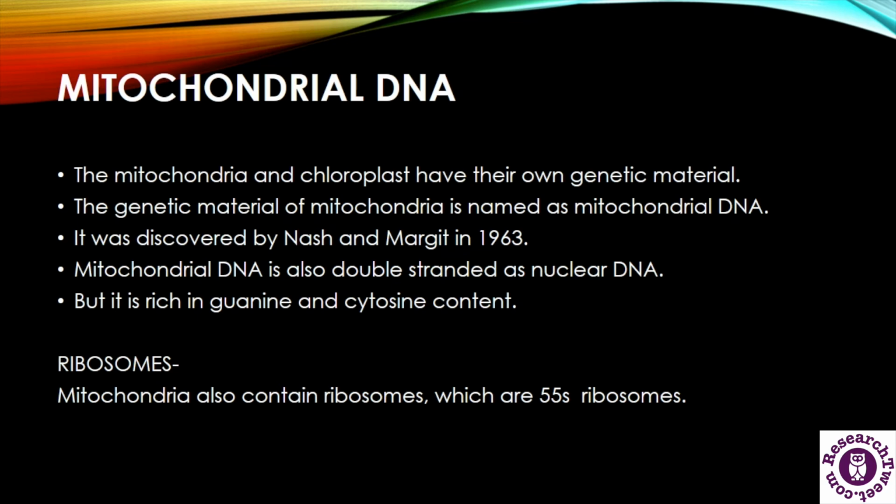The fourth component of mitochondria is ribosomes. Basically, ribosomes are also a type of cytoplasmic organelle, and they are found in all cells, prokaryotic as well as eukaryotic. The mitochondria also contain their own ribosomes, which are found in the mitochondrial matrix, and these ribosomes are helpful for the synthesis of different types of proteins. These are 55S ribosomes, which resemble bacterial ribosomes.